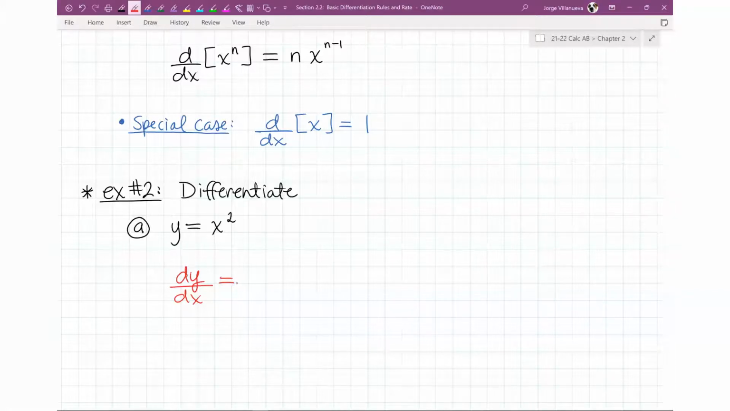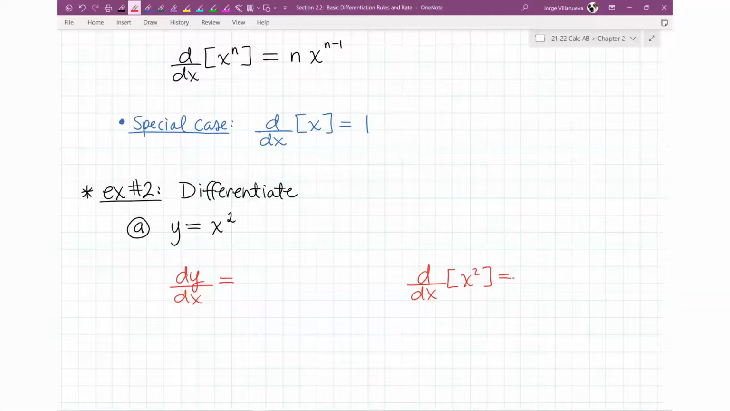Or you could write it d dx of x squared. I'll tell you that about 90% of the population will stick to the left side, not the right side. We prefer just writing dy dx. If y is x squared, then dy dx is the following. Not that the one on the right is wrong, it just looks a little bit more messy, right? So I'd rather stick to something that looks a little more easy to read, dy dx, not d dx of x squared.